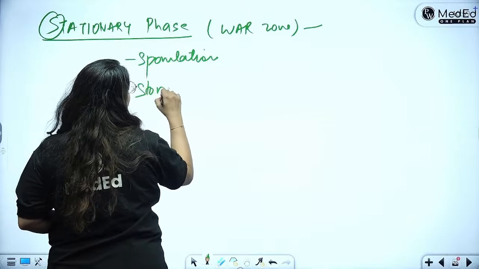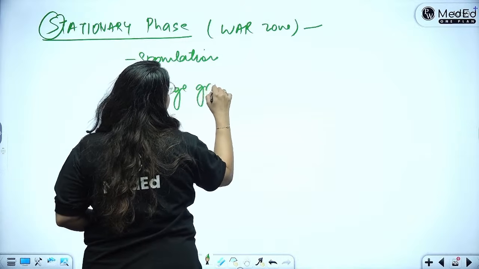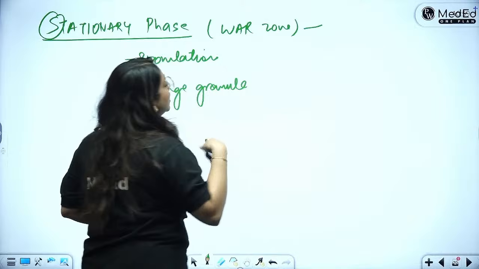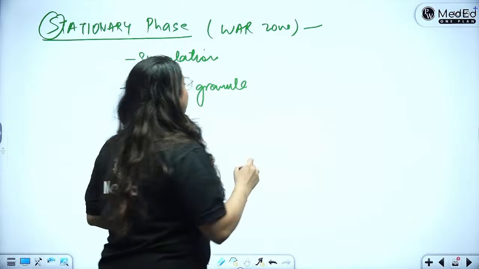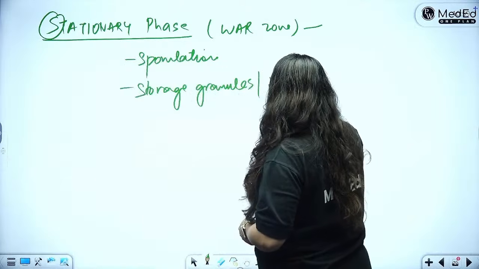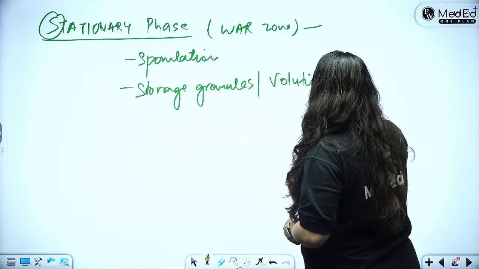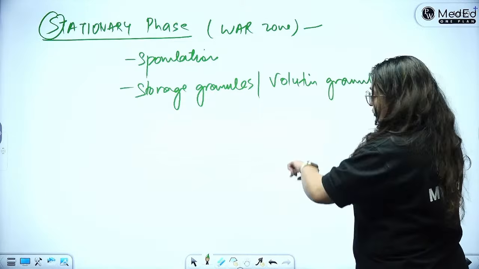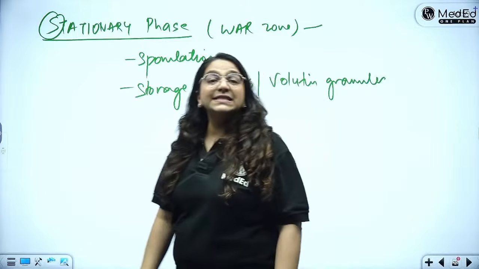So if I ask you, when is the spore formed? Stationary phase. When is the capsule formed? Log phase. Yes. When are the storage granules, also called the volutin granules of Corynebacterium diphtheriae, formed? They are formed in the stationary phase.